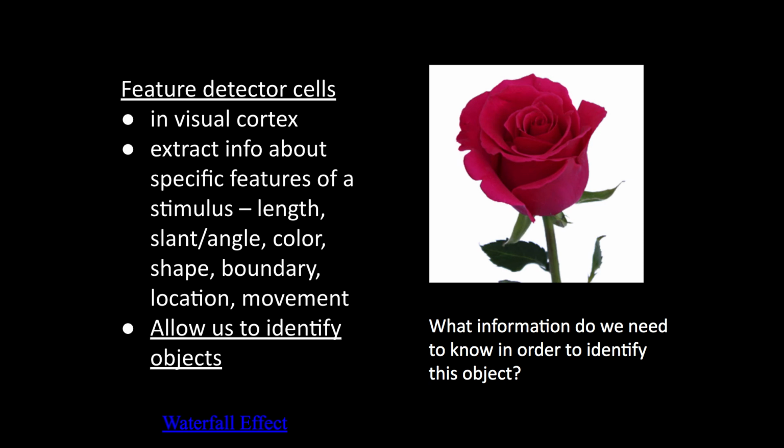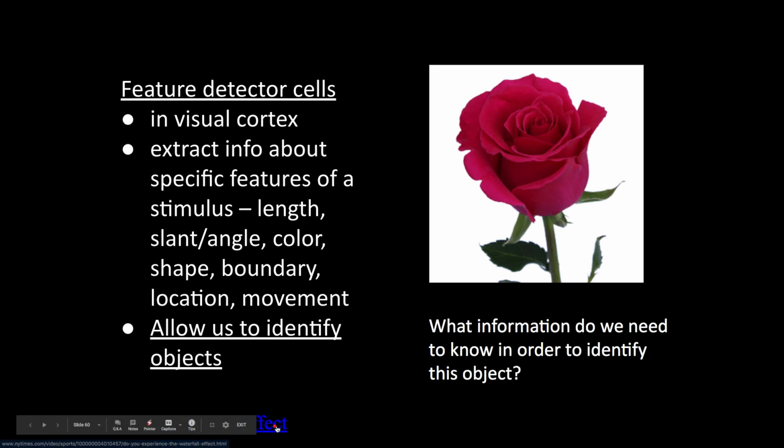We've talked about sensation, and we've also given a little bit of an overview of perception. So we know enough to recognize that our brain has to interpret information that's in front of us. And in the occipital lobe, we have these cells called feature detector cells. These cells are located in our visual cortex, and they're able to detect specific features of a stimulus, like its slant, its angle, its boundary, its color, its shape, movement, location, its length. And what that allows for is for us to recognize what the object is. It allows us to identify objects.